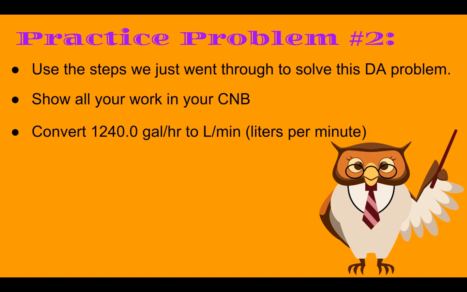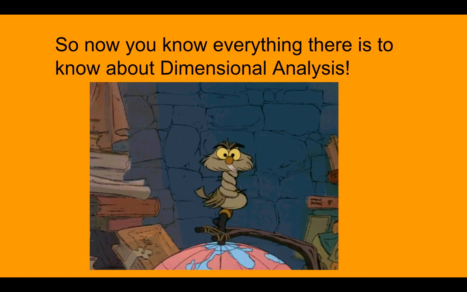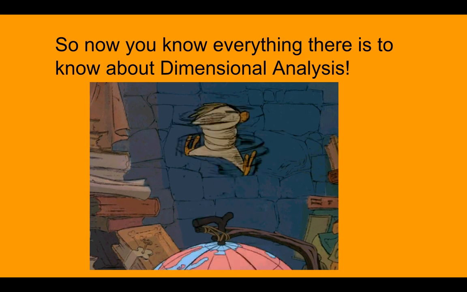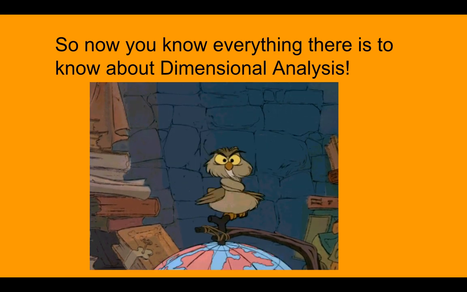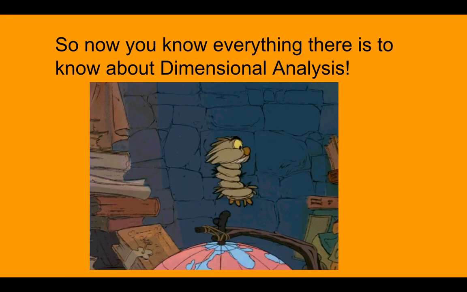So now let's do a practice problem with fractional units. So again, keep your notebook open in front of you, follow the same steps, show all your work, and this time you're converting 1240.0 gallons per hour to liters per minute. That would be like a pretty slow waterfall or a dam or something, how much water goes over in a certain amount of time. Now you know everything there is to know about dimensional analysis, so all you need to do now is practice, practice, and be sure to use your notes when you're doing these problems.